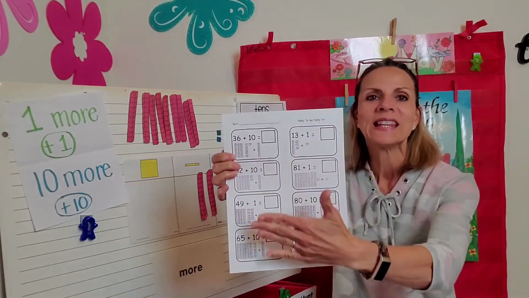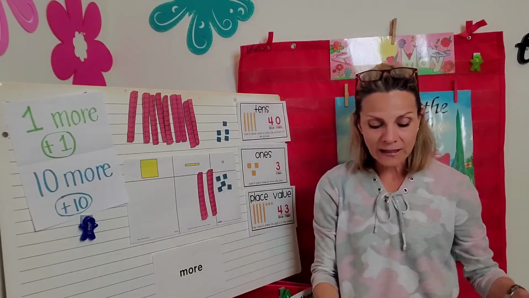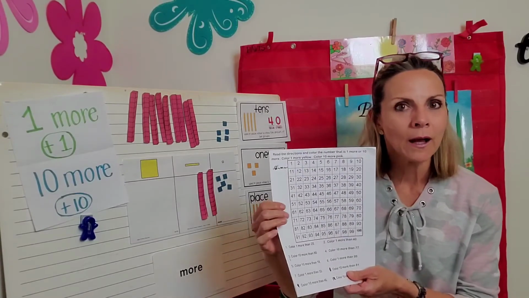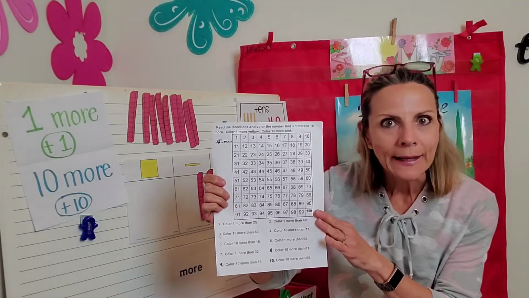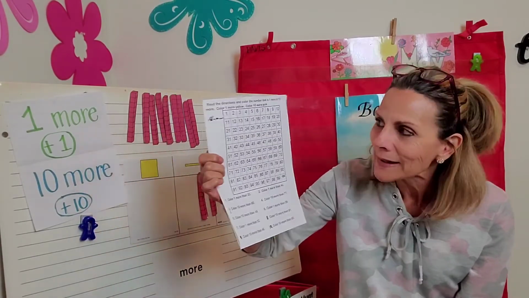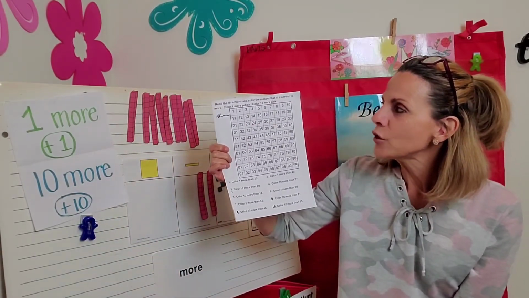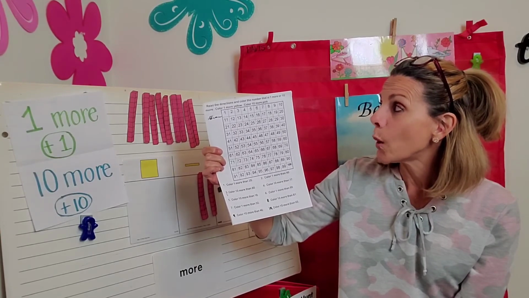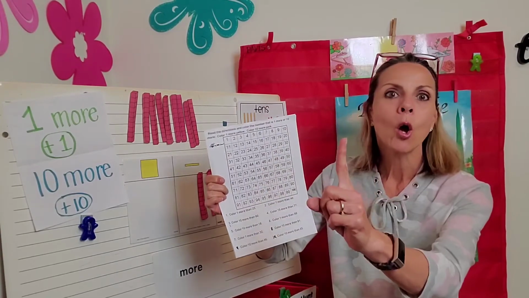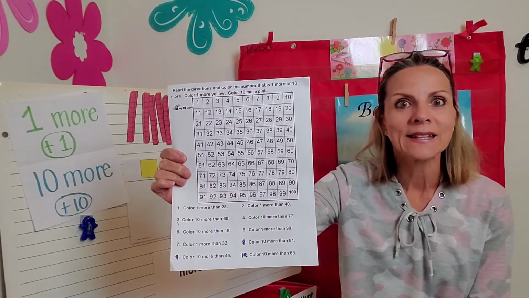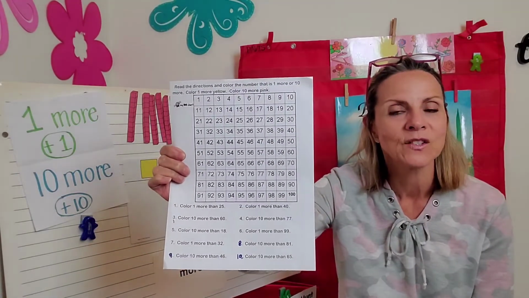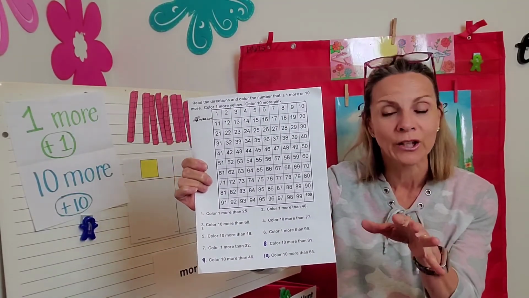So you're going to complete these 8. And then grab some crayon colors. You're going to need a yellow and a pink. This one says, of course, we've got our 100 chart because that's what we practiced today. This one says, read the directions and color the number that is 1 more or 10 more. You're going to be coloring 1 more in yellow to identify those, and then you're going to color 10 more in pink. So I'll know the difference when I look at your chart.